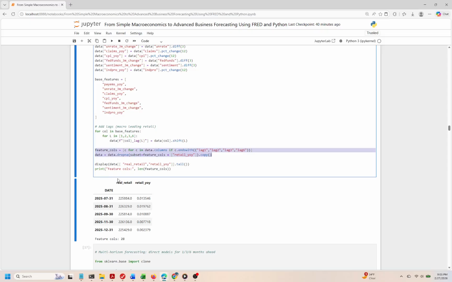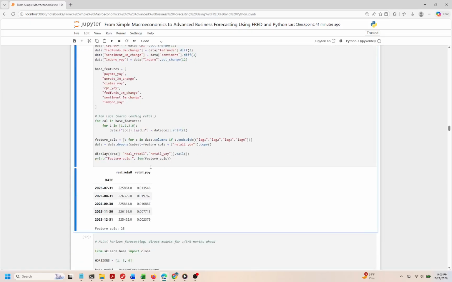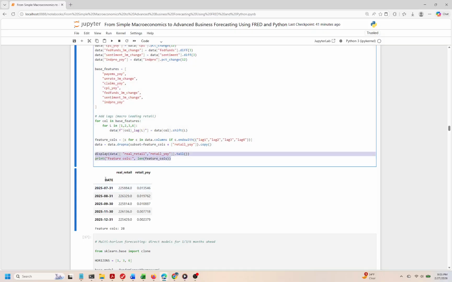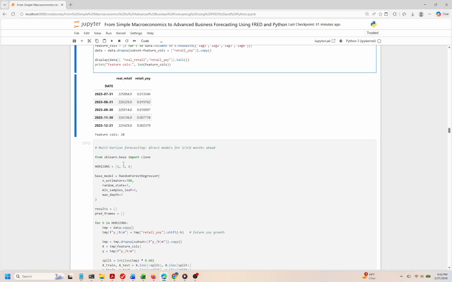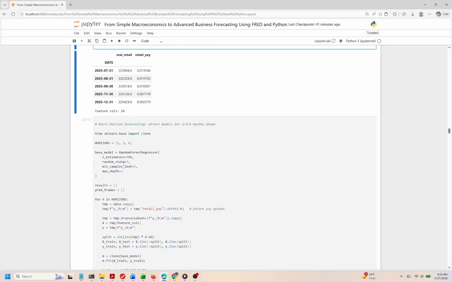As we reach the end of this cell, we take a quick look at the last 5 entries of our data to verify that our calculations have been executed correctly, specifically observing the fields related to real retail sales and its growth. Lastly, we print out the count of our feature columns, giving us clarity about how many predictors we have at our disposal. Looking ahead, this groundwork sets the stage for the next cell, where we will likely dive into model training using these carefully crafted features to better understand the dynamics at play in predicting retail sales growth.